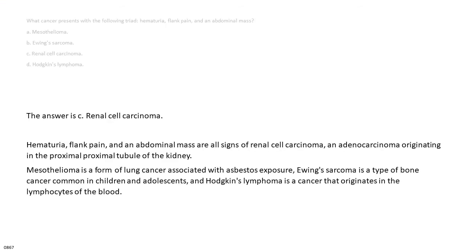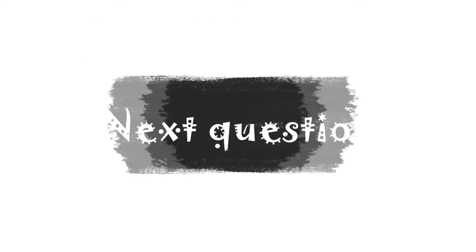The answer is C. Renal cell carcinoma. Hematuria, flank pain, and an abdominal mass are all signs of renal cell carcinoma, an adenocarcinoma originating in the proximal tubule of the kidney. Mesothelioma is a form of lung cancer associated with asbestos exposure. Ewing's sarcoma is a type of bone cancer common in children and adolescents, and Hodgkin's lymphoma is a cancer that originates in the lymphocytes of the blood.